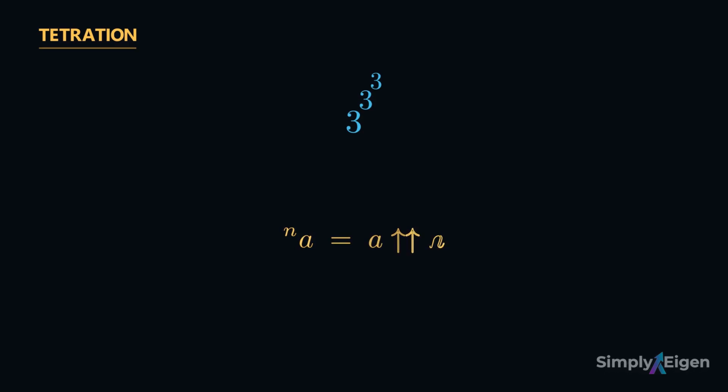A tower of A's, n stories high, is A tetrated to the n. That is the 4th rung. Watch it with the friendliest base there is. 2, 1 story, is 2. 2 stories is 2 squared, 4. 3 stories is 2 to the 4th, 16.